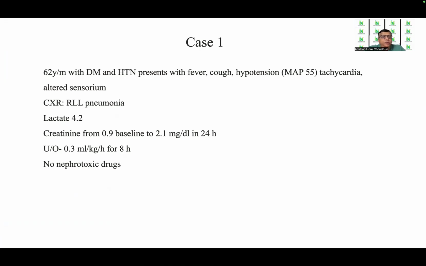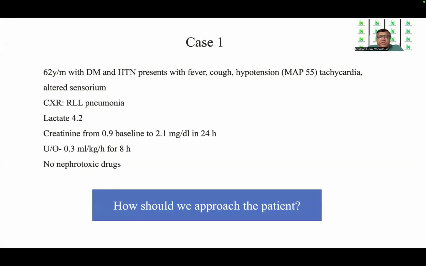The first case is a 62-year-old male with diabetes and hypertension who presents with fever, cough, hypotension with a mean arterial pressure of 55, along with tachycardia and altered sensorium. The chest X-ray shows right lower lobe pneumonia. The lactate is 4.2. Creatinine has increased from 0.9 at the baseline to 2.1 mg per deciliter in 24 hours. Urine output is 0.3 mL per kg per hour for 8 hours. The patient has not been on any nephrotoxic drugs. So how do you approach such a patient?